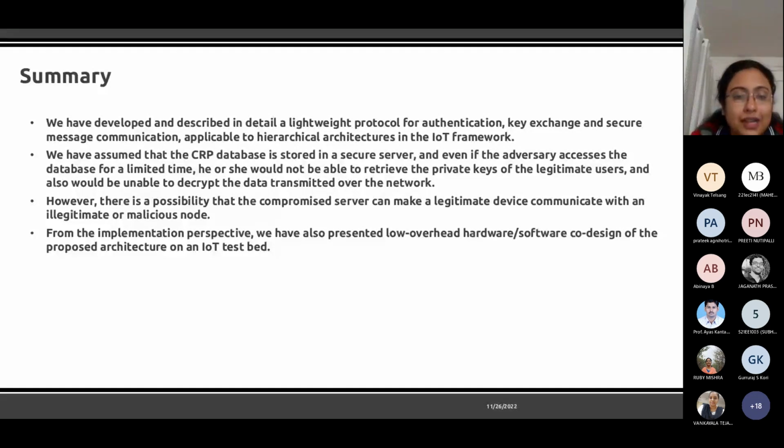However, there is a possibility that the compromised server can make the legitimate device communicate with an illegitimate or malicious node. So from the implementation perspective, we have also presented a low overhead hardware-software co-design of the proposed architecture on an IoT testbed. Okay, so this is one part.